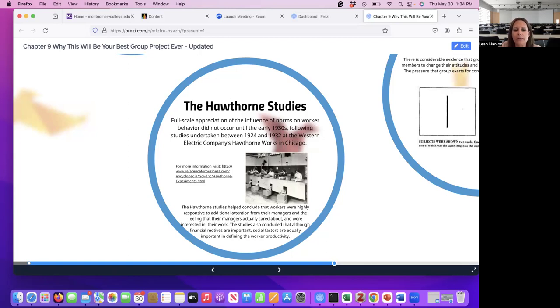The Hawthorne studies helped conclude that workers were highly responsive to additional attention from their managers and the feeling that their managers actually cared about and were interested in their work. The studies also concluded that although financial motives are important, social factors are equally important in defining worker productivity.